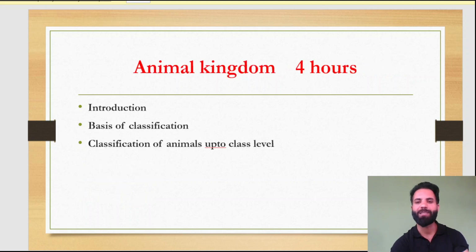After the plant kingdom, there's animal kingdom. Now animal kingdom is also a very lengthy unit, and it is based on two topics mainly: basis of classification, in which we will study bilateral symmetry and the level of organization. We will study simply those characters which form the basis of classification. And after this there will be the classification of animals up to the class level.